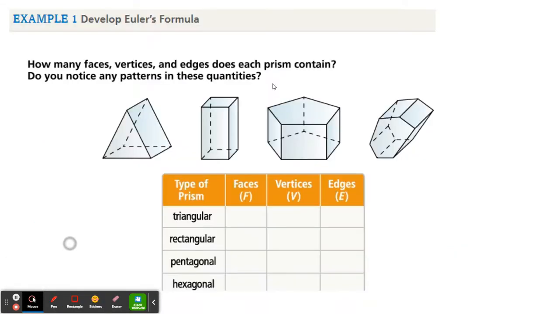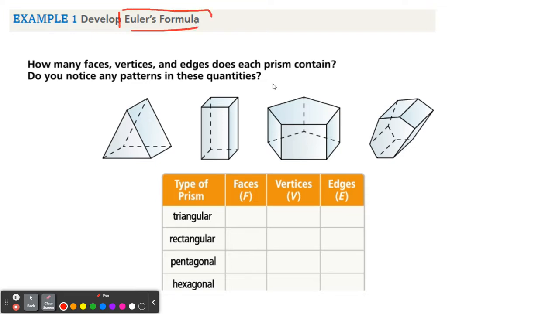Okay, so this first slide here, we're going to talk about this guy Euler and his formula. Okay, so it says, how many faces, vertices, and edges does each prism contain? Do you notice any patterns? So again, we're going to try to develop Euler's formula.